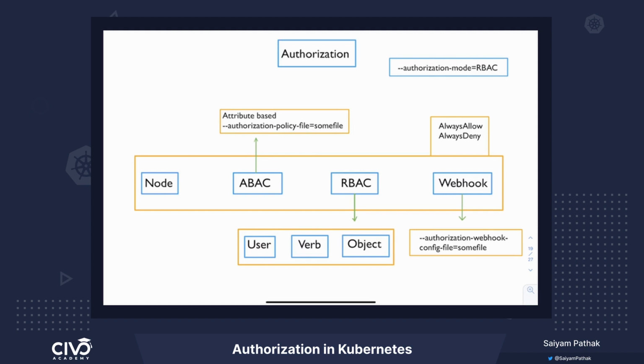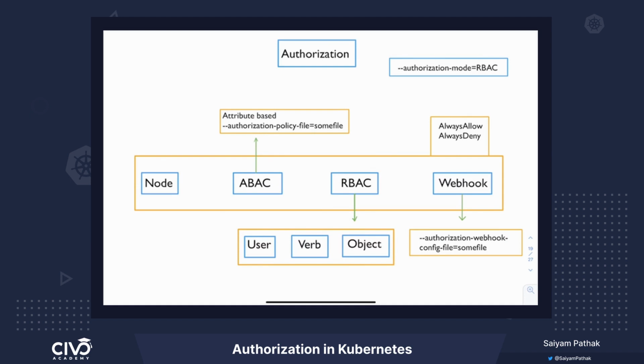The next one is RBAC, which is role based access control. In this, you create a role, then a role binding, then assign it to a particular service account or user. So it has three things: user, verb, and object. You can define what a user can do on a particular object in the Kubernetes cluster.